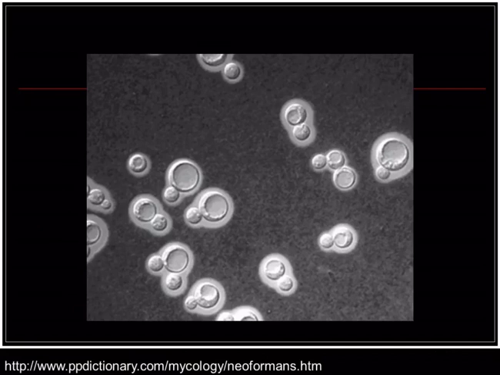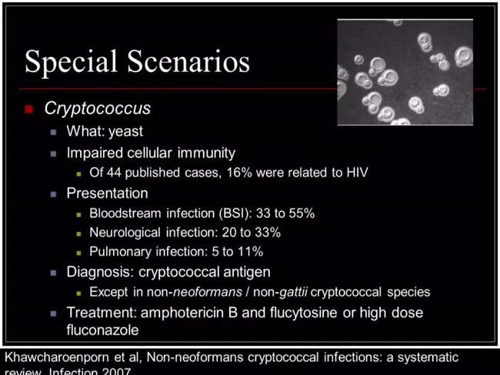So let's talk about some special bugs. Anyone want to give a gander what this bug is without reading the bottom line? Yes, crypto. All right, so it's a yeast. It happens in disseminated infections with impaired cellular immunity. A portion statistically is related to HIV. You can actually have a bloodstream infection. Definitely neurological infection. We see this often.